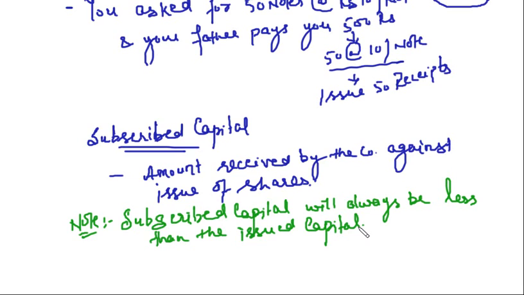When we are going to prepare the balance sheet, we will show these three things. We will show authorized capital separately, we will show issued capital separately, and we will show the subscribed capital, that is the money received against issue of shares, separately. Clear?